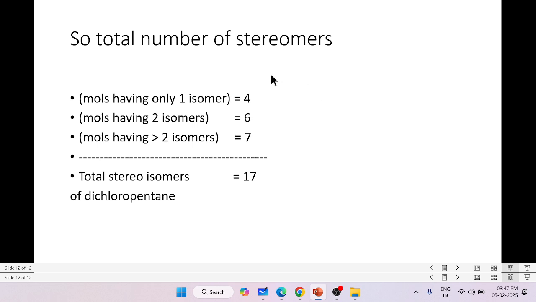So let us now compute the total stereoisomers for dichloropentane. Molecules having just one isomer, there are 4 of them. Molecules having 2 isomers, there are 6 of them. And the molecules having more than 2 isomers, there are 7 of them. So the total stereoisomer count for dichloropentane is 17. Thank you.